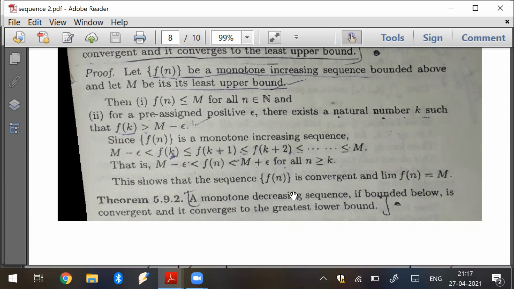A monotone decreasing sequence which is bounded below, that is, it is going on decreasing and is bounded below by some real number, is obviously bounded, and it converges. It is obvious the sequence is convergent, and it converges to the greatest lower bound. So this is the case. The monotone decreasing sequence bounded below is convergent, and it converges to the greatest lower bound.